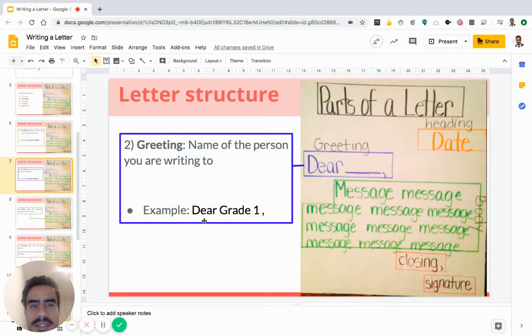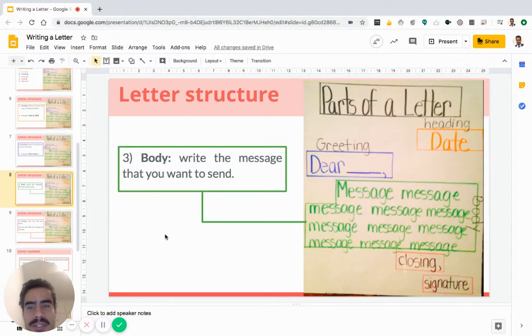Then after the date, we skip a line and we put a greeting. The greeting is this blue thing here in the example, and it's the name of the person you are writing to. We always start in English with the word dear. So usually we write dear and then the name of who we are sending this letter to. Here in the example, we put grade 1, so we are sending this letter to you.